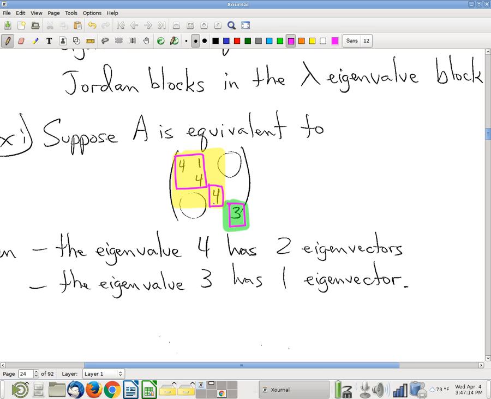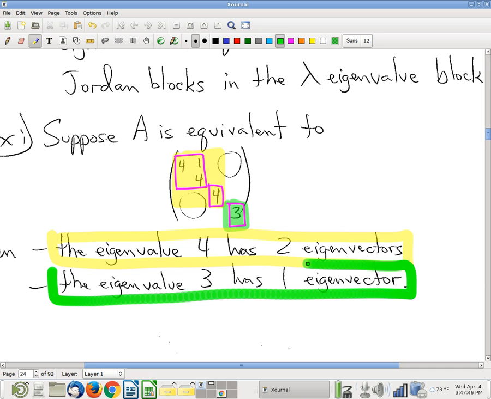And let's think about the eigenvalue of 4. The eigenvalue of 4 has 2 eigenvectors. And I know it has 2 eigenvectors because that eigenvalue block has 2 Jordan blocks. 1, 2 Jordan blocks corresponding to that eigenvalue, so 2 eigenvectors for that eigenvalue. Likewise, down here, the eigenvalue of 3. The eigenvalue block has exactly 1 Jordan block, therefore there is exactly 1 eigenvector.